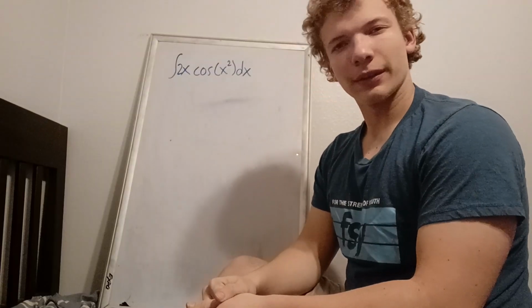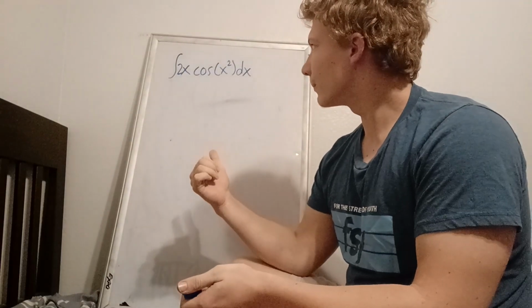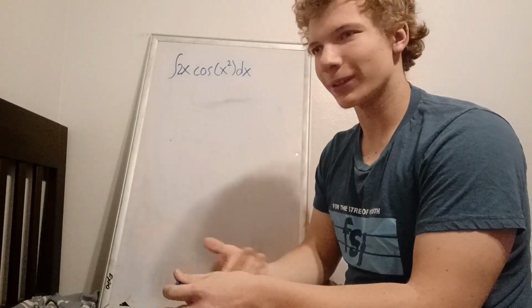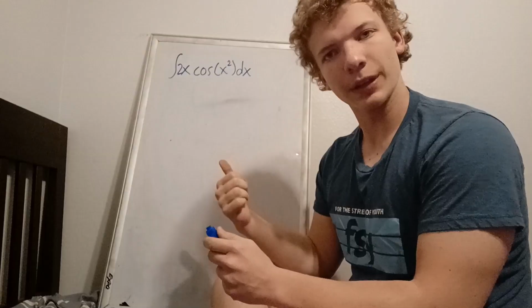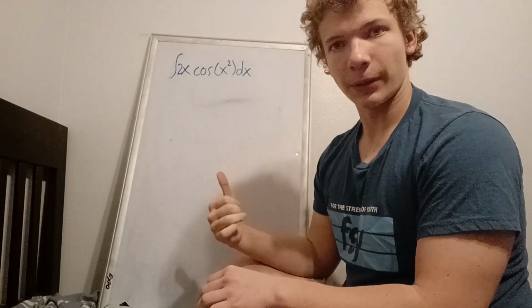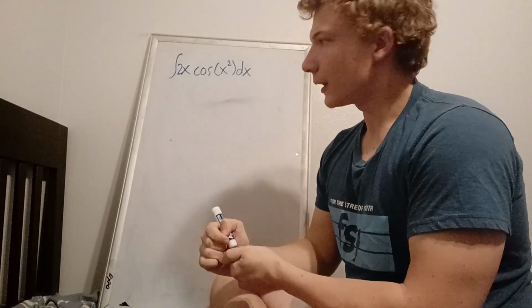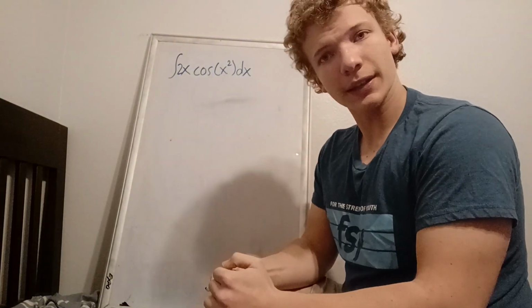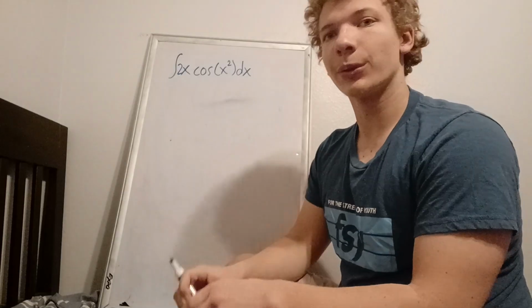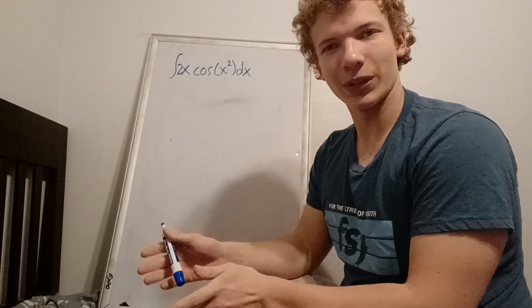Wait, but why would we make another function inside the integral? I mean, that just seems like it's complicating things. If we couldn't do the cosine of x squared already, then why does this make it possible? Well, that's because we can't integrate cosine of x squared with respect to x, but we can integrate it with respect to 2x dx. What does that mean?